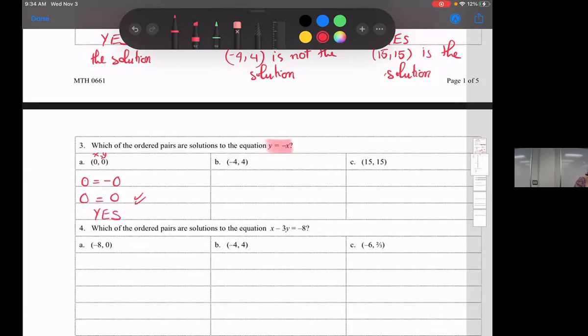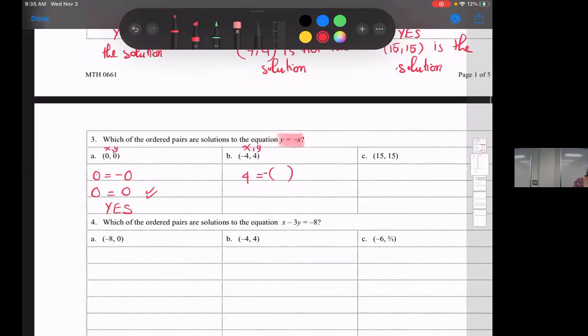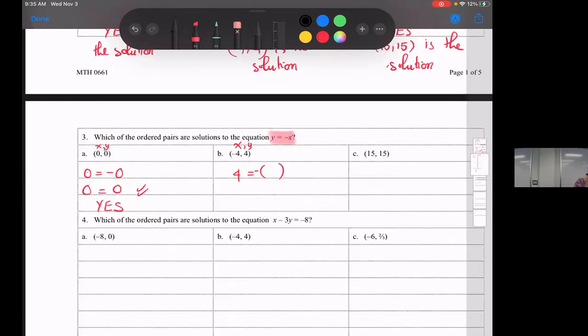What about -4, 4? Again, y equals -x. y is 4. I'm going to put the negative and then the parenthesis there for you. So x is -4. So be careful when you plug it in. The negative is kind of a little bit tangling.